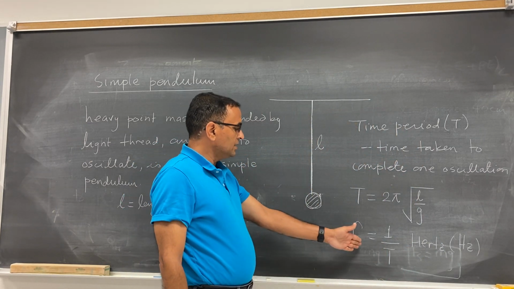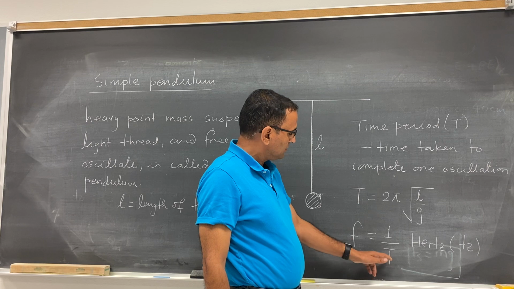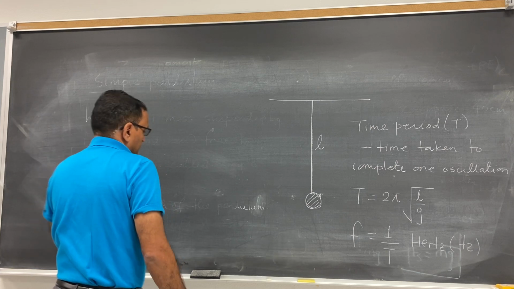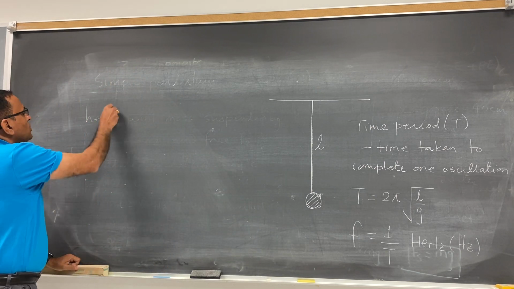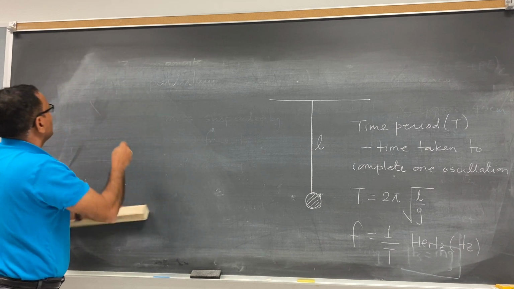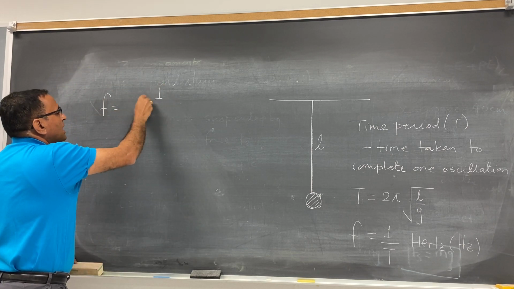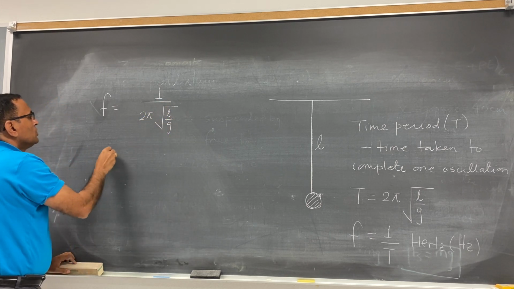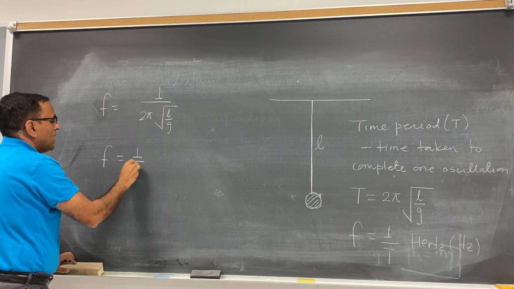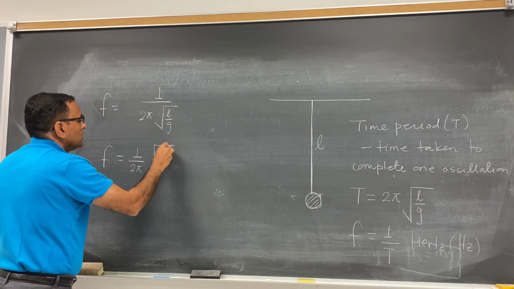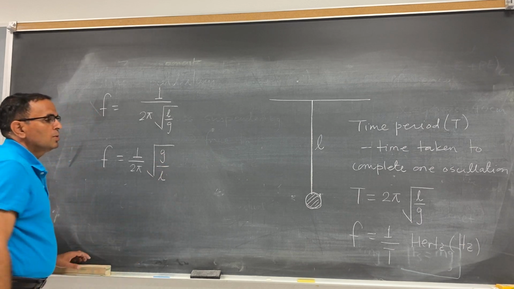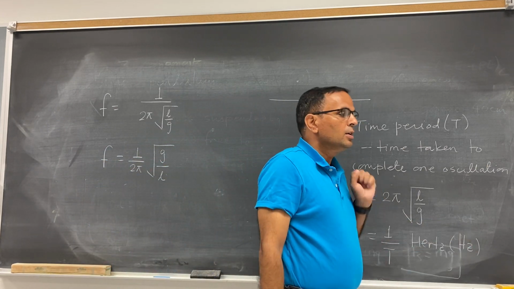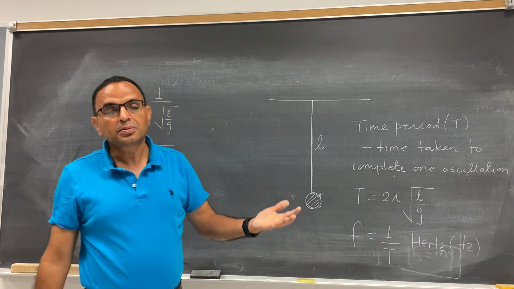So in the case of the simple pendulum, just plug this time period here. What happens then? Your frequency f is equal to 1 over the time period. But the time period is 2 pi square root L over g. So your frequency f equals 1 over 2 pi square root g over L. This is the formula to calculate the frequency of the simple pendulum, and the unit is hertz. So this is the vibration of the simple pendulum.